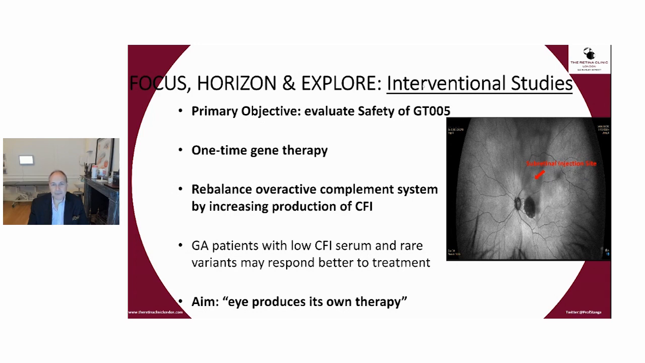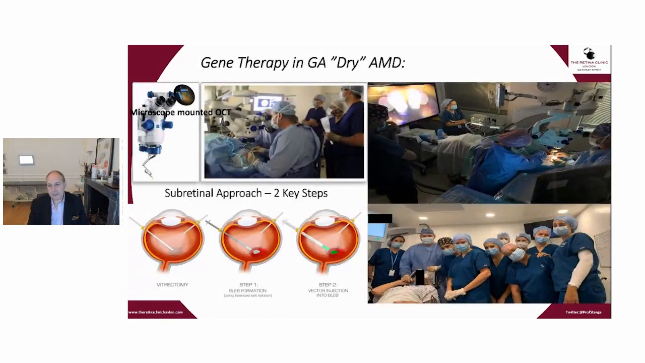This is a one-time gene therapy aiming at rebalancing an overactive complement system by increasing production of CFI. The aim is for the eye to produce its own therapy so that we do not need to inject the eye every month or every other month. And this is myself carrying out one of the surgeries in dry AMD gene therapy. The procedure is done exactly the same as I've shown you in the previous video.